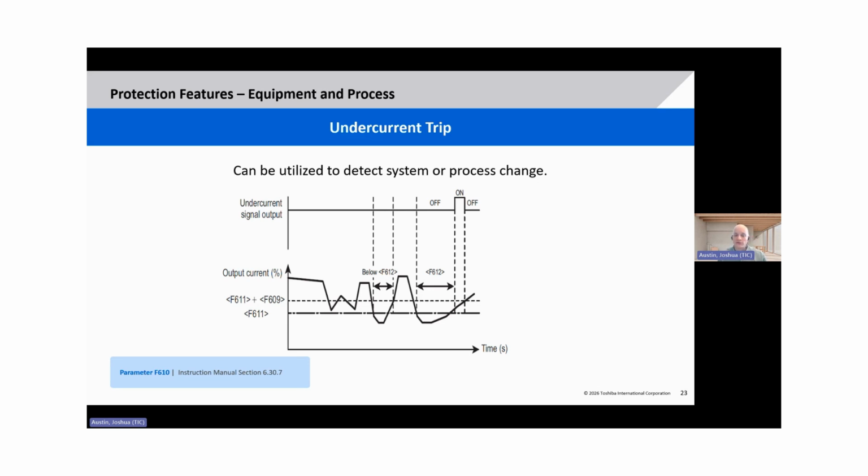It's essentially completely unloaded. I would expect that in many applications there will also be other warnings or notifications that the process may have, but it is possible for the drive to trigger an alarm that something has changed in the operation of that system. So you can have an undercurrent trip, so that if the motor is running at low current for an extended amount of time, then you can shut down the drive.